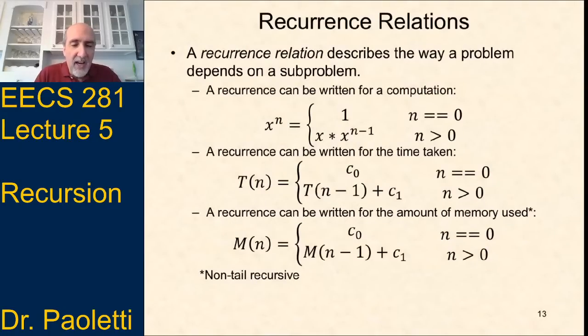Now, here we've got a set of different recurrence relations, and they can be used for different purposes. I could write a recurrence relationship for x, which we did today and last time. We could write a recurrence relationship for the time, and we could also write a recurrence relationship for memory. Usually the memory is easier to see without writing a recurrence relationship than time sometimes is. So usually we're not going to need a recurrence relationship to see the amount of memory required.